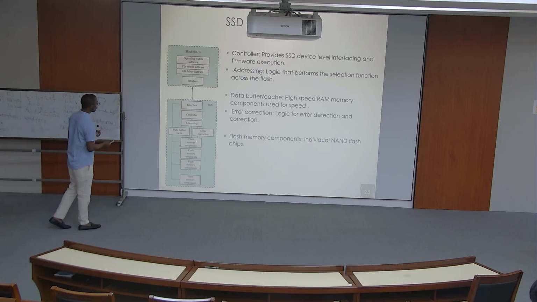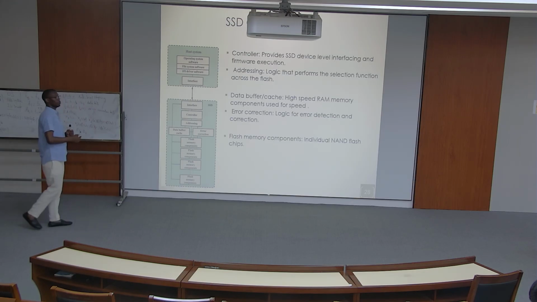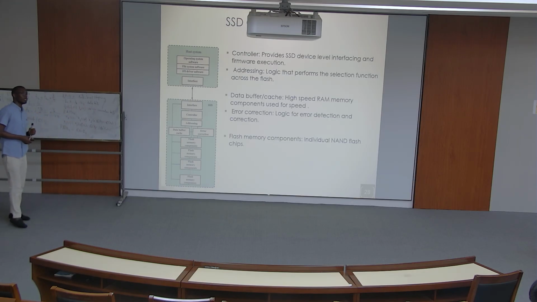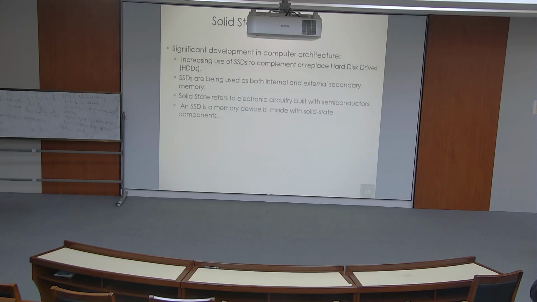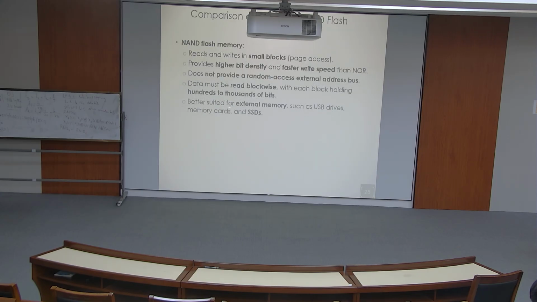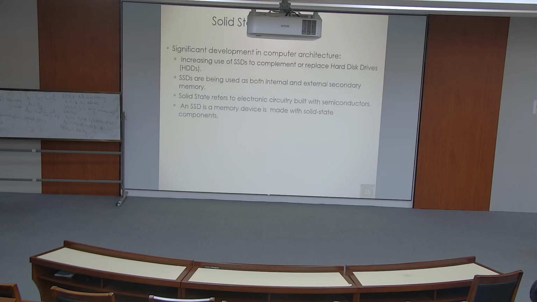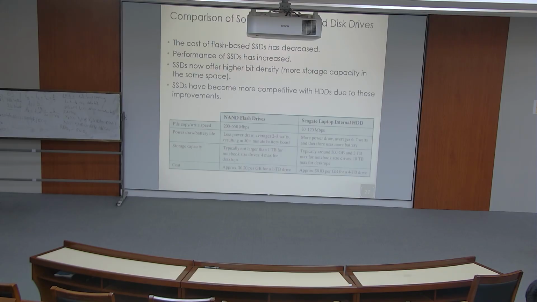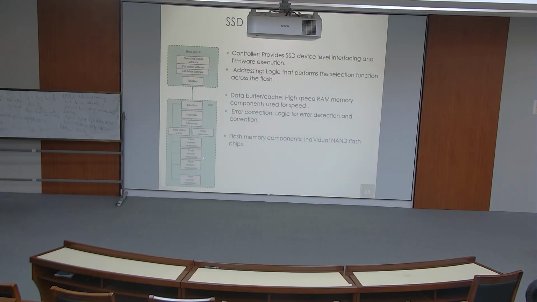Now we have the flash component. As I said before, the flash memory is used to make the solid state drives. As we can see here, the NAND flash memory is being used in external memory, such as USB drives, memory cards, and SSDs. That's why here you see the flash memory components in the SSD organization.